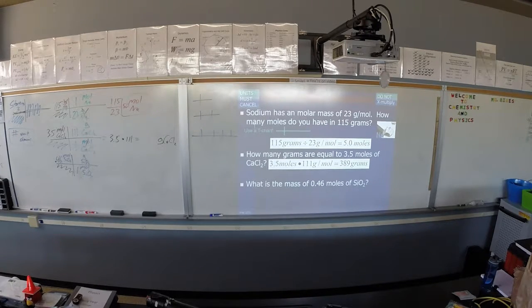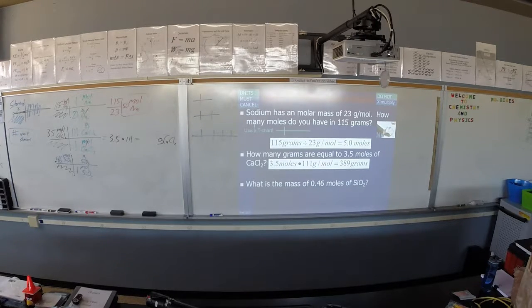So SiO2 is one silicon and two oxygens. I like to write out SiO2, write that number under the silicon, and then under the O2, write that number times two, then add them together. So you have the weight of a silicon and the weight of two oxygens, and you add them together, that will be the molar mass of the whole molecule.